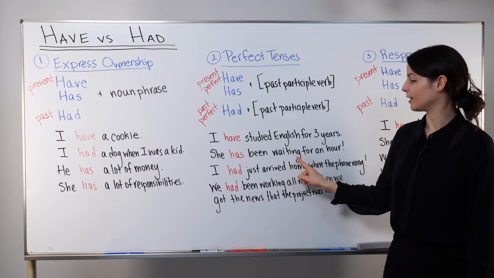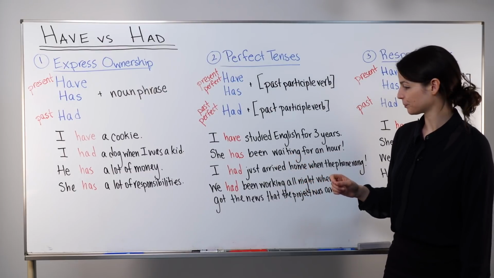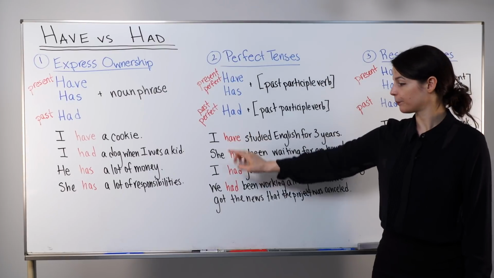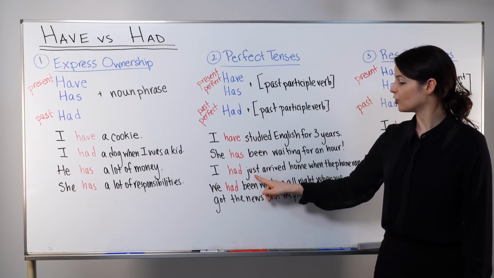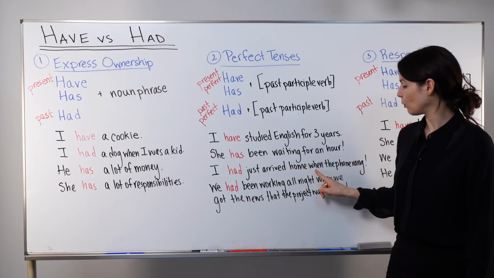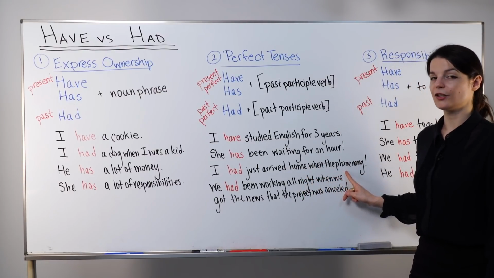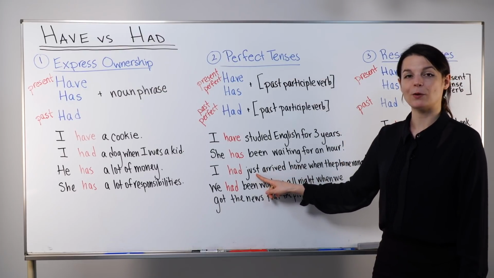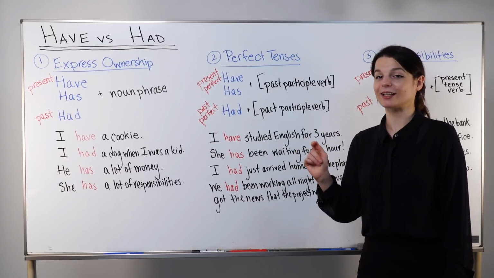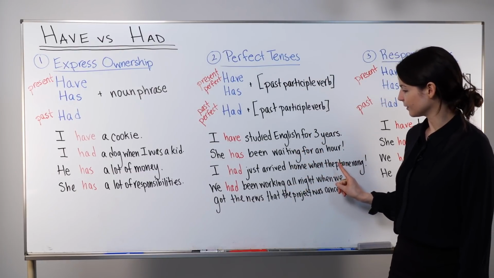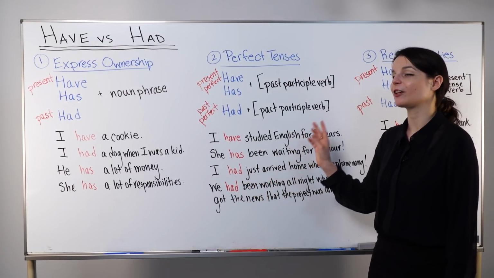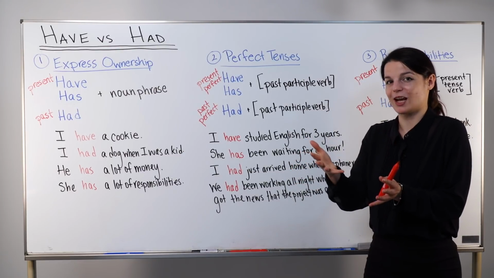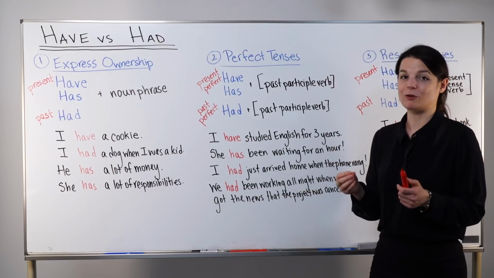Here we're using it with the continuous form or the progressive form. Now, let's take a look at some past perfect examples. I had just arrived home when the phone rang. Here you'll notice I included just. I want to show that something happened very quickly, like back to back. So one thing happened and then another thing happened. I had just arrived home when the phone rang.